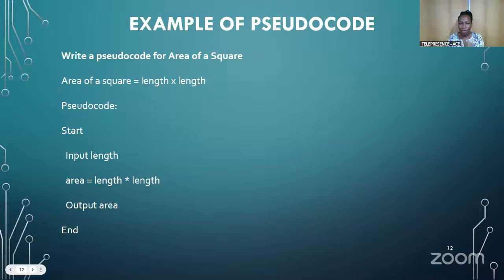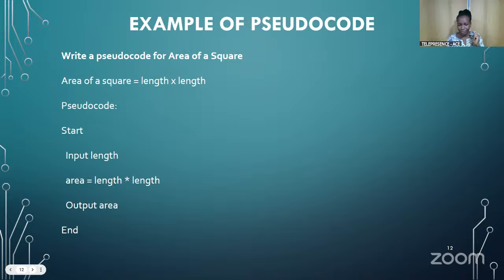All right, an example of pseudocode. We want to write a pseudocode for the area of a square. We know that the area of a square, because a square has all of its sides equal, is length times length, any of the lengths. If a square has a length of 2, that means all sides are 2. So the area of a square is L times L, or L squared, length times length. Now, pseudocode, we say, okay, start.